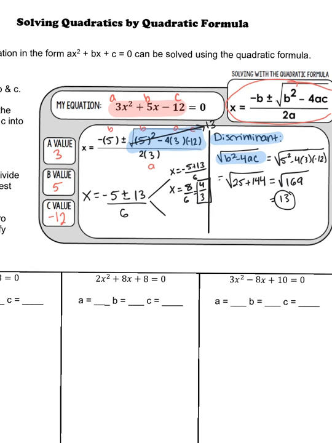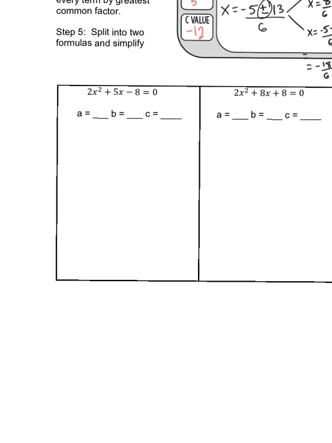The other fraction is going to be -5 minus 13 over 6. So I just changed that positive sign to a negative sign to represent the plus and the minus. So -5 minus 13 is going to give me, I'm going to write it down here, -18 over 6. I can take a 6 out of both of those, or you can just think of it as 18 divided by 6. It's going to give us -3. So I got 2 different solutions. They're 4 over 3 and -3. Okay, now I'm going to go through some of the ones that are on the bottom here. So I'm going to identify A, B, and C. So I've got my A value is 2, my B value is 5, and my C value is -8.